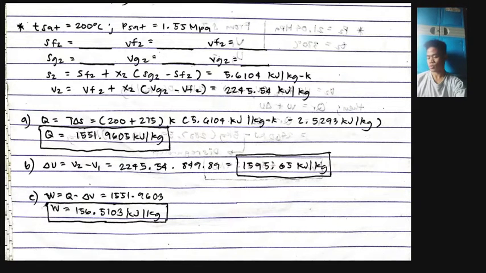Next, letter B. Delta U equals U2 minus U1, and by substituting it, delta U equals 2245.54 minus 849.89, and by calculating it, delta U equals 1595.65 kilojoule per kilogram. And last but not the least, letter C. W equals Q minus delta U, equals 1551.9605 minus 1395.65, and it will be W equals 156.5103 kilojoule per kilogram.